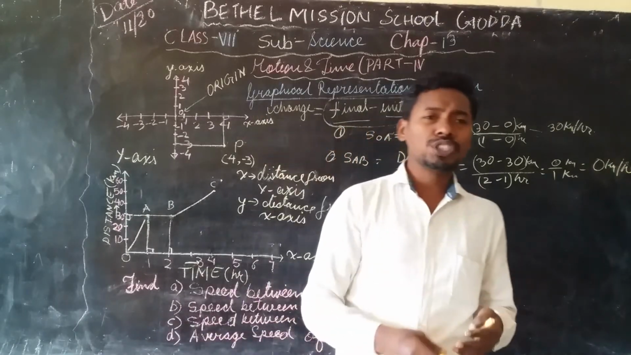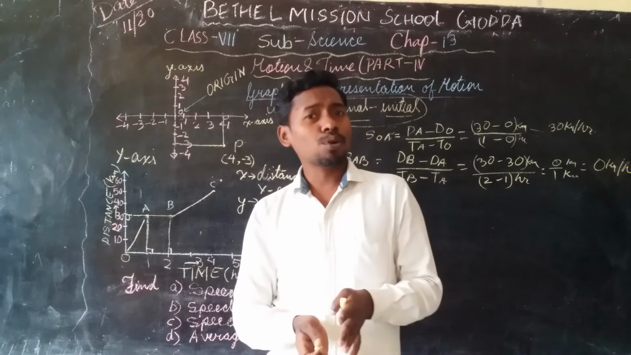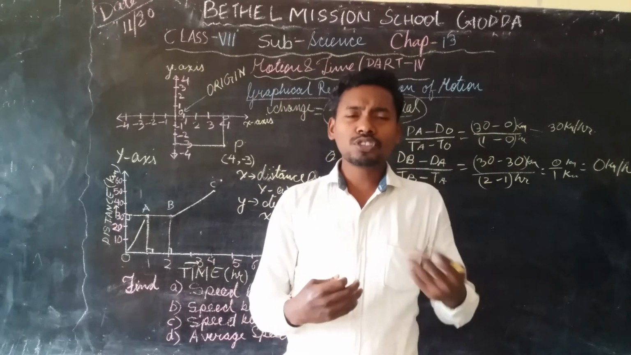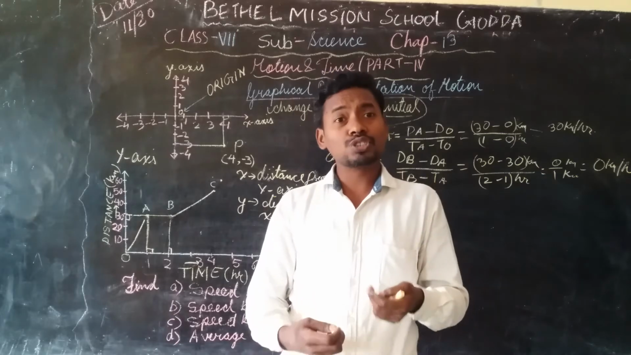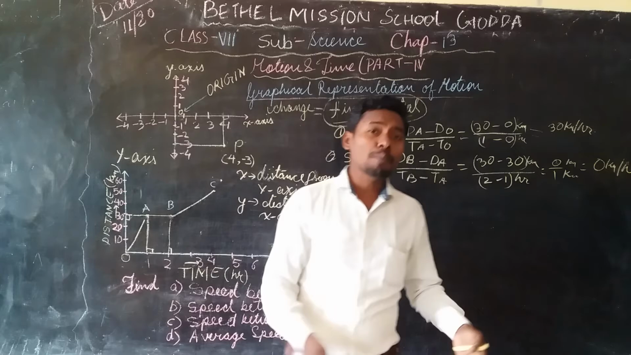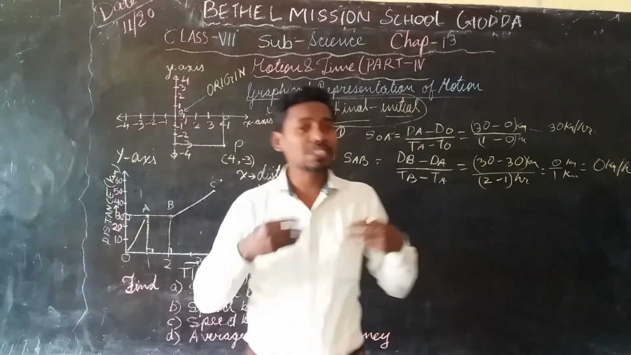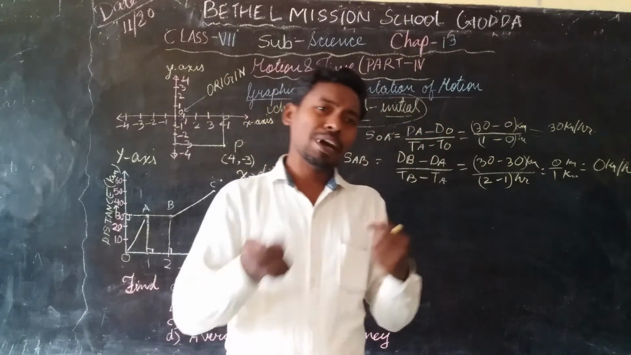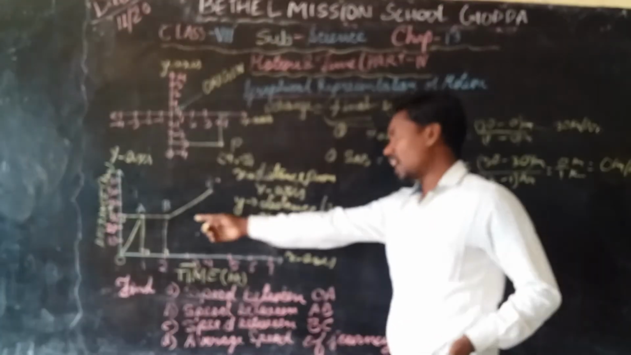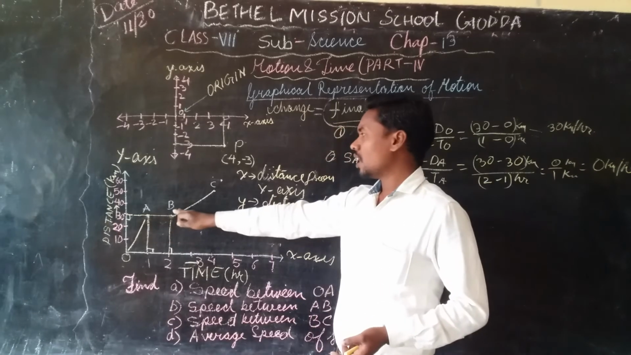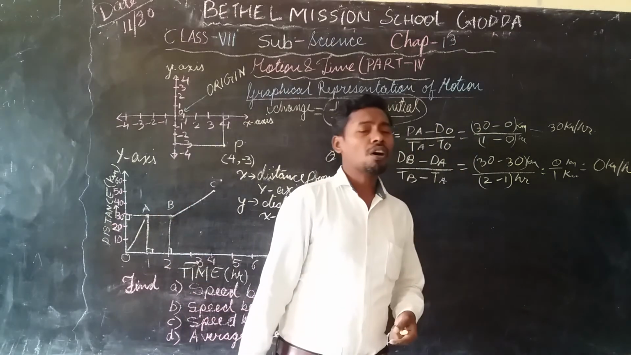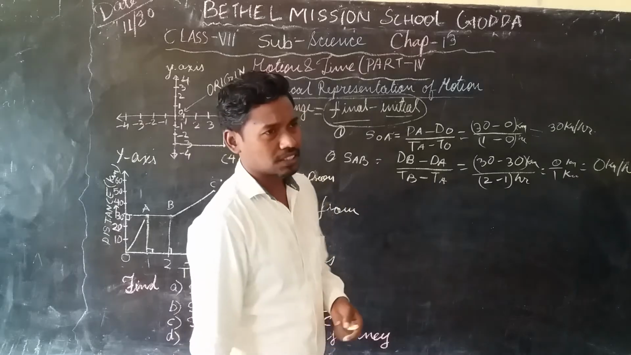When that object is at the same position but the time is changing, as you see me, no? The time is changing but I am standing in the same position, so that means I am at rest. But if the time changes and I am moving, keeping on moving, that means I am in motion. Time is changing, my position is also changing, that means I am in motion. So by looking at the graph, you can understand whether an object is moving or whether an object is at rest.